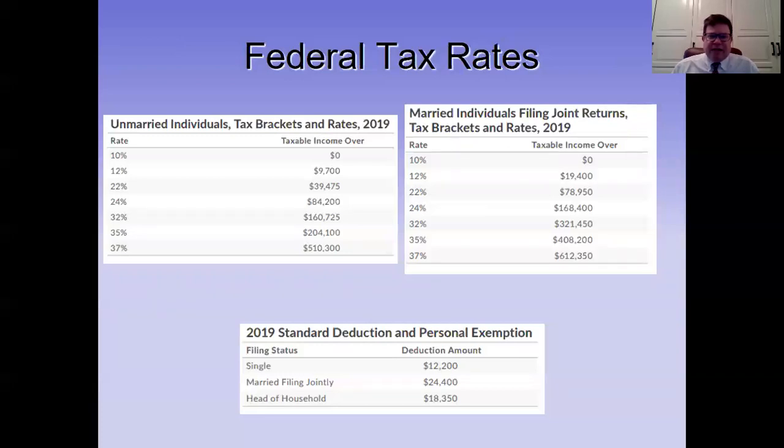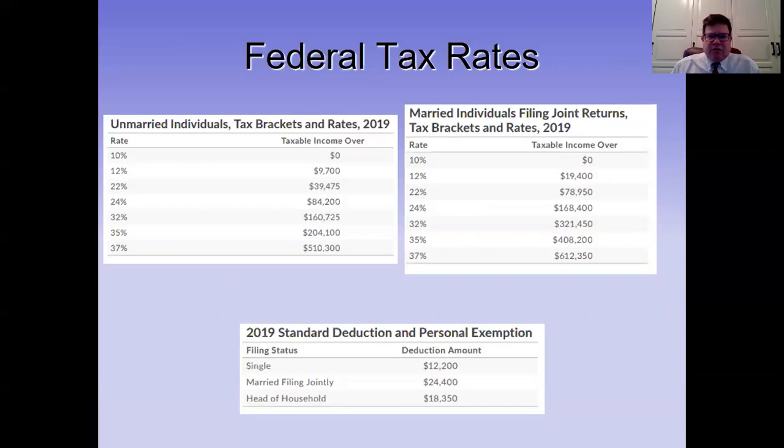Just put up the various brackets that we have here in our current federal tax system for both unmarried individuals and married individuals. So if you have income below $9,700 and you're an individual, you don't have to pay any taxes on that money. If you are a married person filing a joint return, you can make up to $19,400 without paying income tax. And then what you see is progressively, the more income that you make, the more that you'll be paying in taxes.